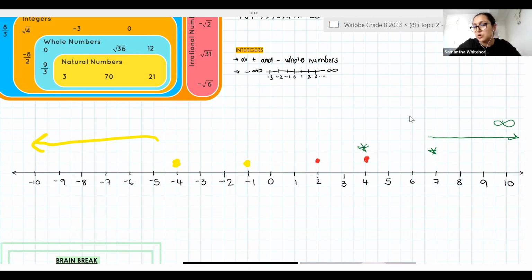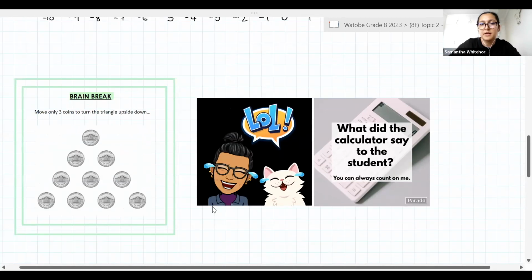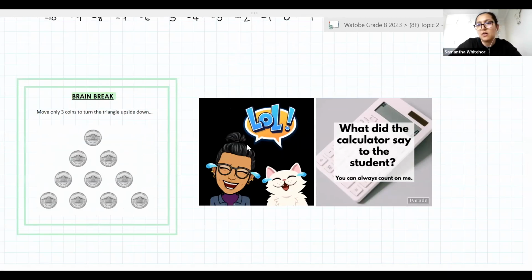Right. Oh, we're already halfway, guys. Look at that. So we're going to take a little break. Here's your brain break for the day. Remember, our brain break is a chance for you to get up, stretch, try the little puzzle thing that I have here, and just take a moment before we carry on with the rest of our lesson.